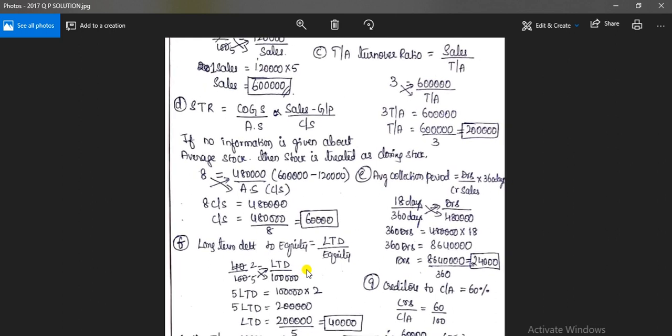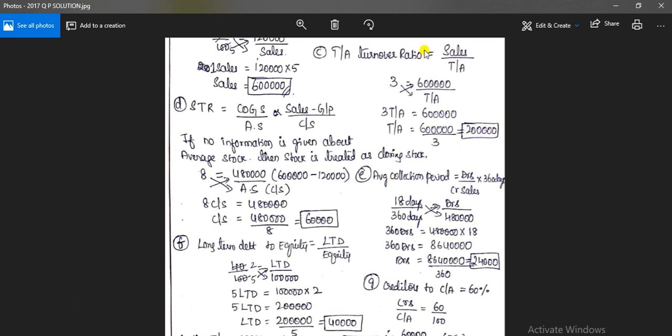The next concept is the average collection period. We already know the formula: debtors divided by credit sales into 360 days, because in the problem they have specified only days, not months. If they had given months, or if they do not give anything, we can use either months or days, but they have specified to calculate only through the days.